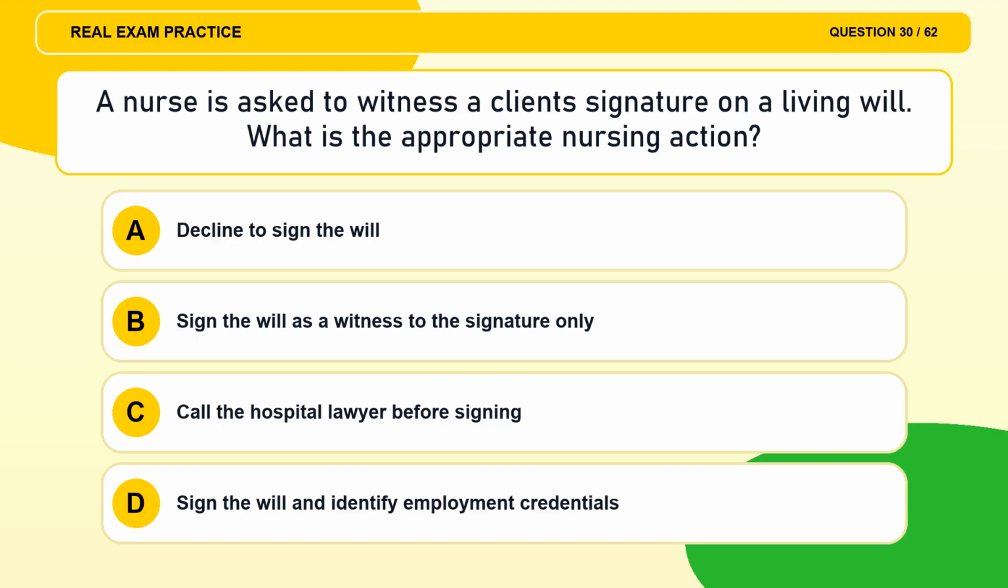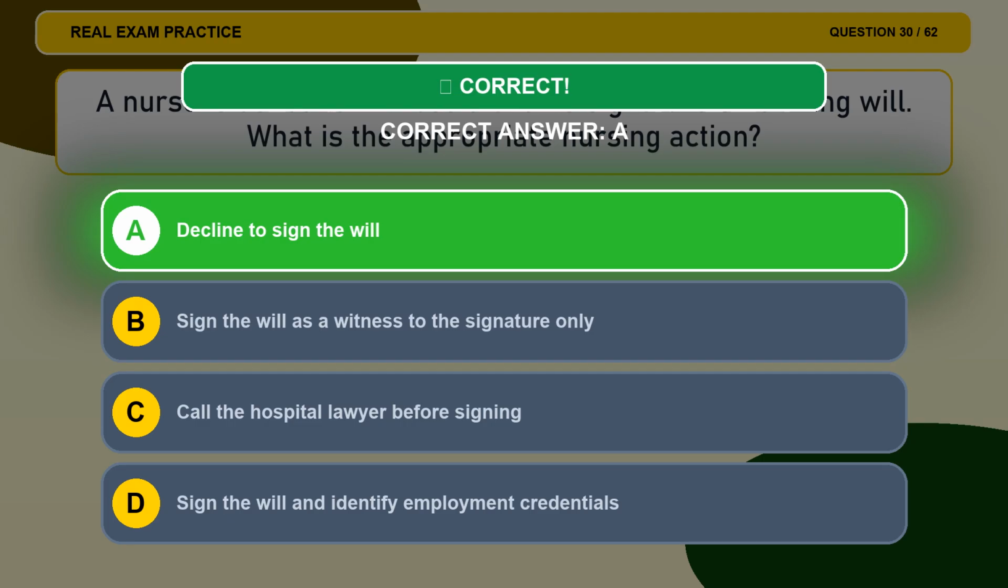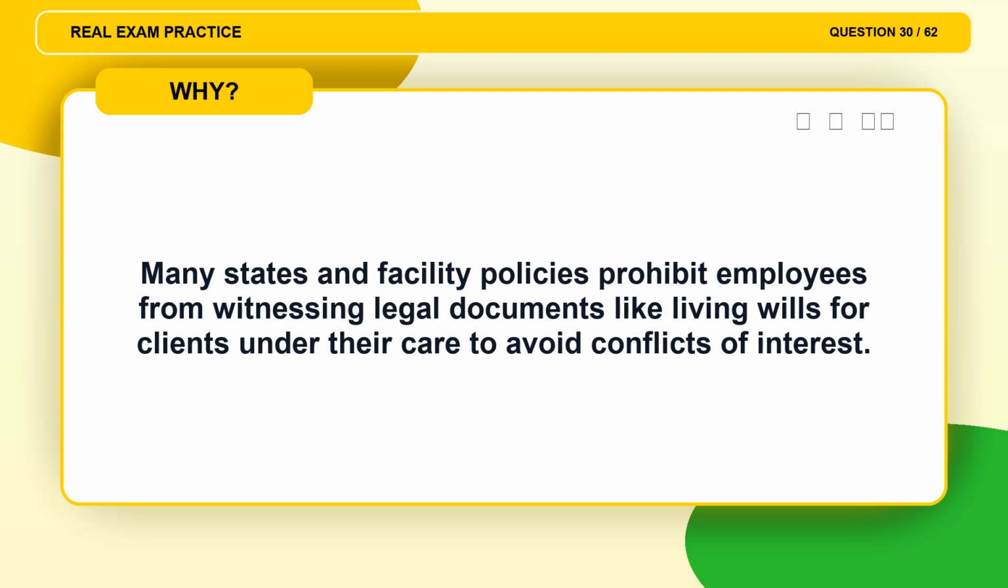Question 30. A nurse is asked to witness a client's signature on a living will. What is the appropriate nursing action? Option A, decline to sign the will. Option B, sign the will as a witness to the signature only. Option C, call the hospital lawyer before signing. Option D, sign the will and identify employment credentials. The correct answer is Option A, decline to sign the will. Many states and facility policies prohibit employees from witnessing legal documents like living wills for clients under their care to avoid conflicts of interest.